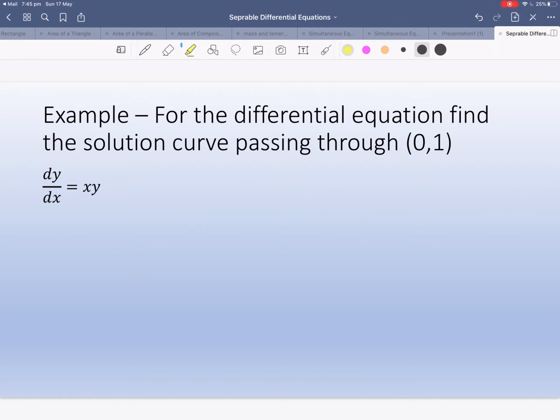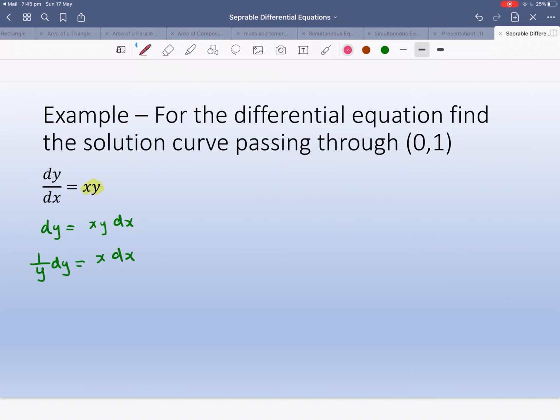Alright, for the differential equation, find the solution curve passing through 0, 1. So I'm going to do the same thing as before and separate it. There's a really big hint of why I want to separate it. Normally when we integrate something, we have all x's or all y's. Now we've got x and y, so I'm going to separate them both. So I'm going to go dy equals xy dx, and then I'm going to divide both sides by y, so I get 1 over y dy is equal to x dx.